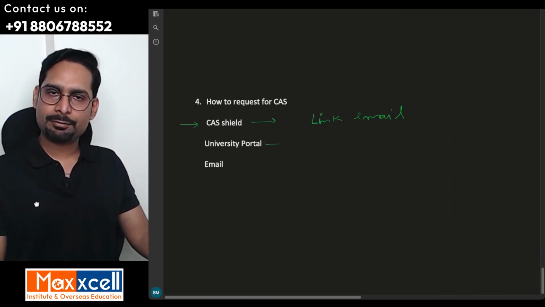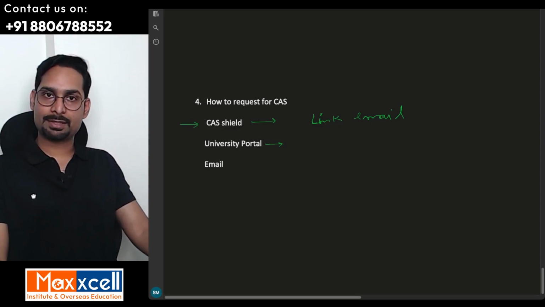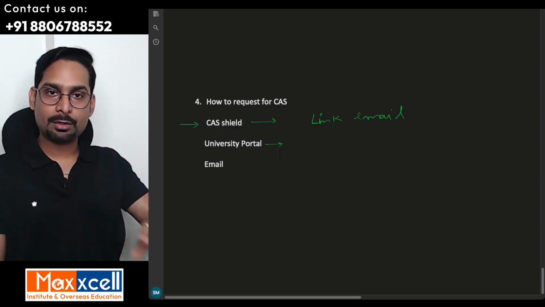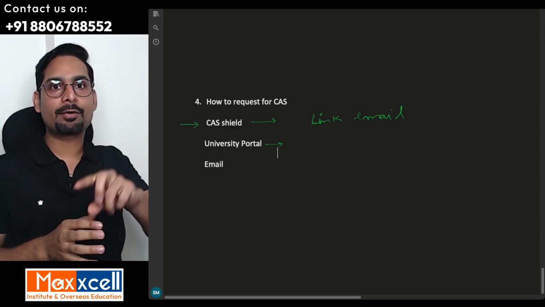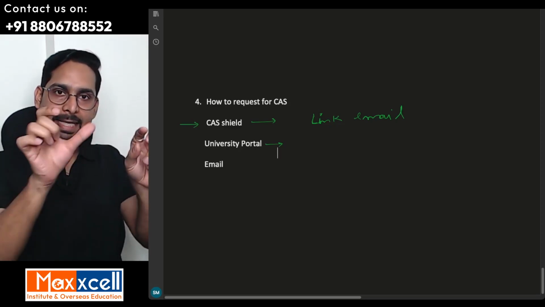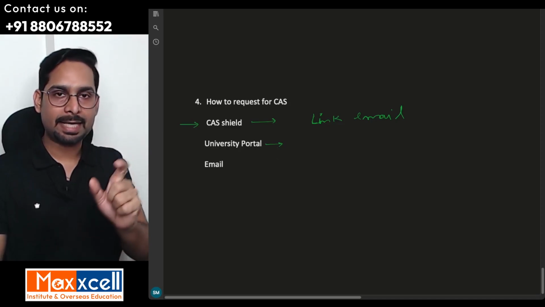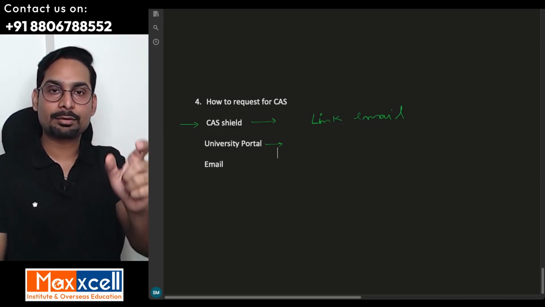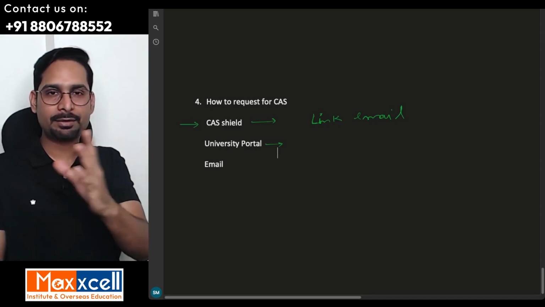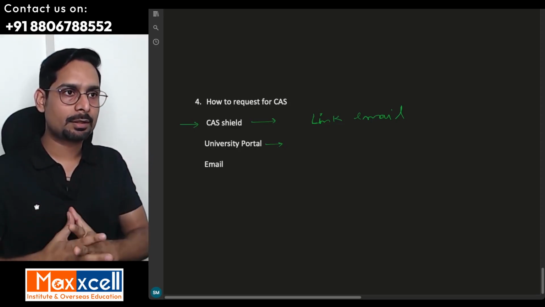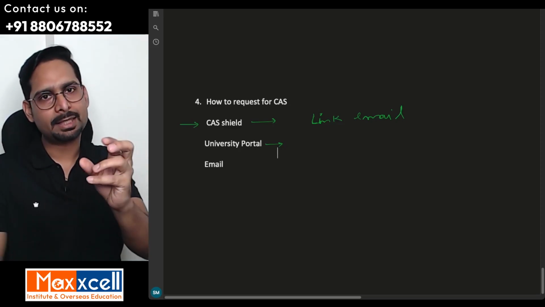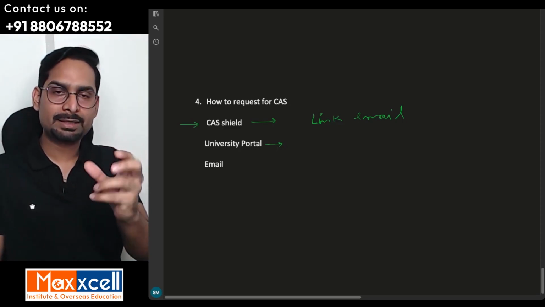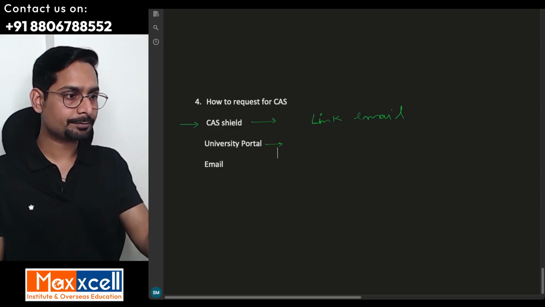Second, there are a few universities which use a university portal. I'm sure if you have received the offer letter, you must have accepted it from the university portal. There you will find one tab for CAS request or visa procedure. Different universities use different terminology, but mostly it will be CAS request or visa procedure, something like that.